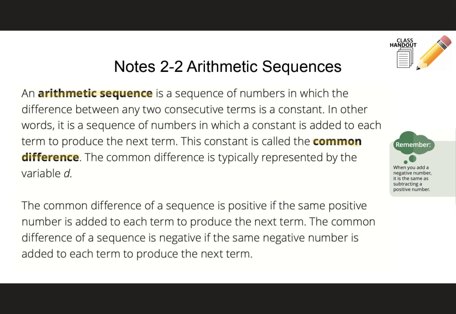So basically, an arithmetic sequence is a sequence of numbers where you generate the sequence by either adding a constant term, or you can think of adding a negative number, which is the same thing as subtracting a positive number. The common difference of a sequence is positive if the same positive number is added to each term to produce the next term. The common difference is negative if the same negative number is added to each term to produce the next term. In other words, we can also say that the same number is being subtracted.